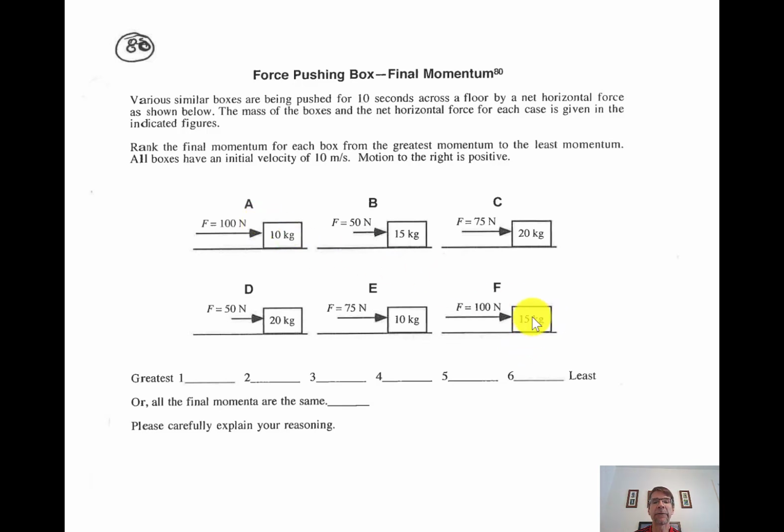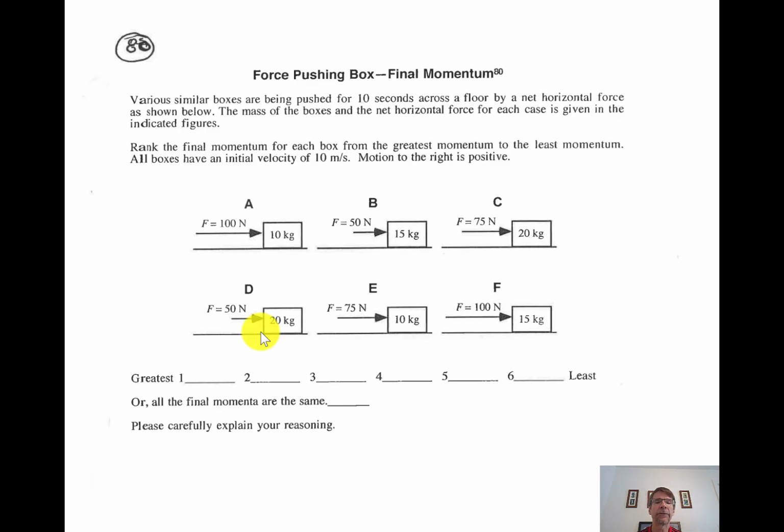So A and F would be in first place if you were ranking these by change in momentum. And then C and E would be in second place, because the change in momentum, the impulse, for C and E is 75 newtons times 10 seconds, 750 units of impulse, which is causing that much change in momentum. And then B and D would be in last place, ranked by change in momentum or impulse. But you have to rank these by final momentum.